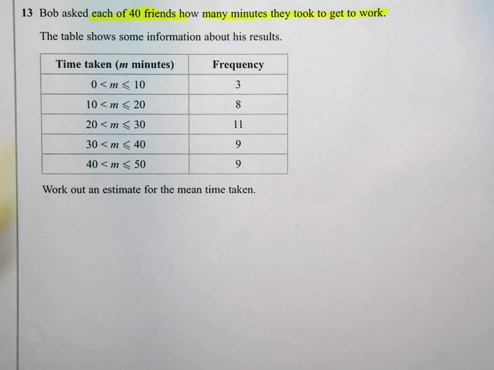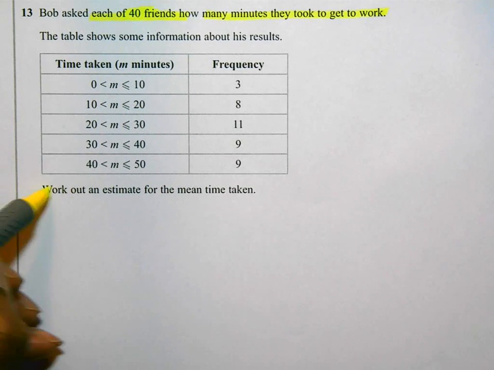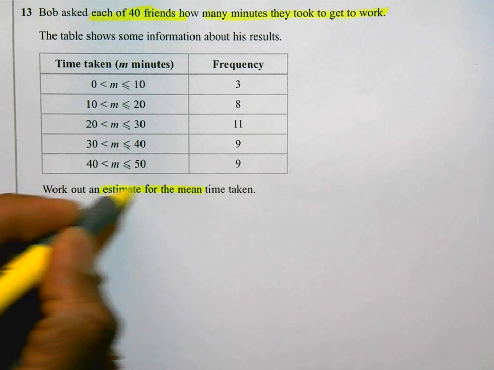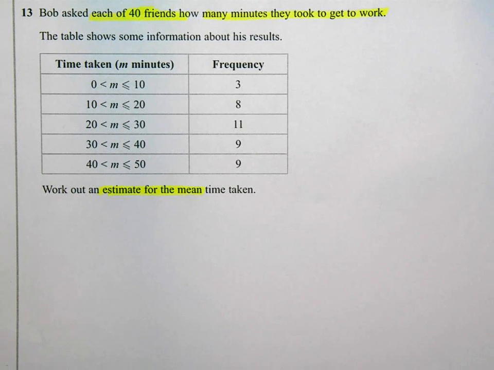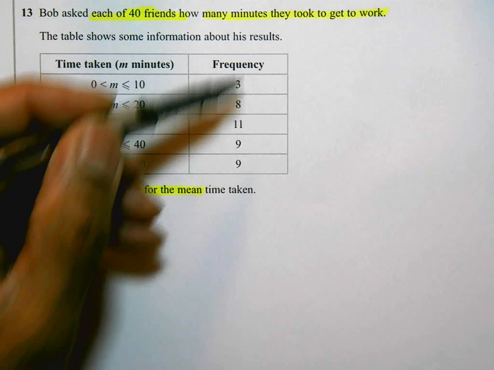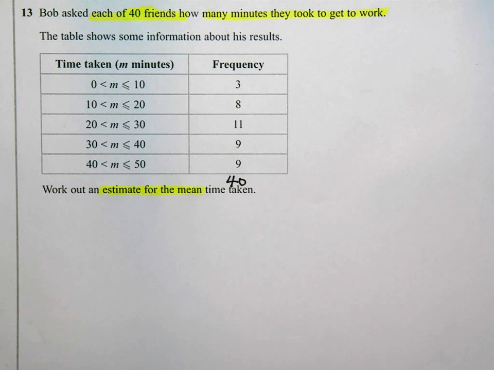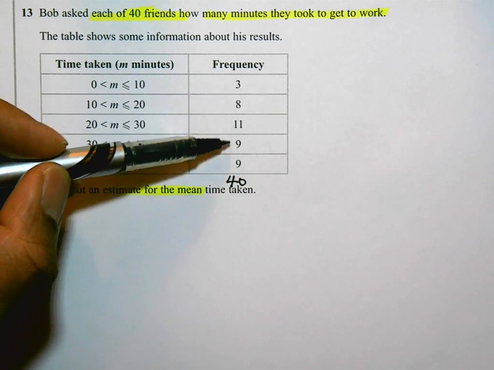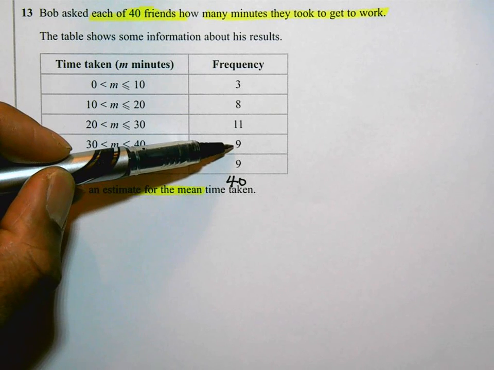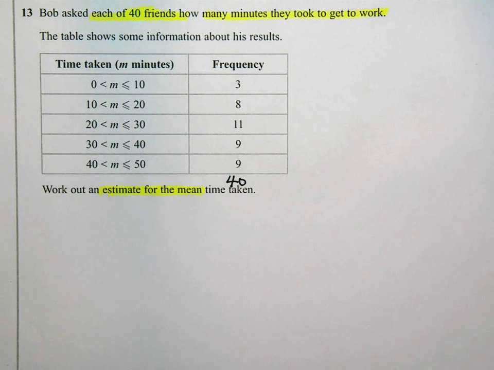Now that's going to come in useful in a second. Work out an estimate of the mean. Now if you see that, you should just be thinking exactly what you need to do and just going through the sequence. Because there are 40 friends, I know the frequencies add up to 40. That should add up to 40. I could check it. That's 11, 22, 22 and 9 is 31. 31 and 9 is 40.